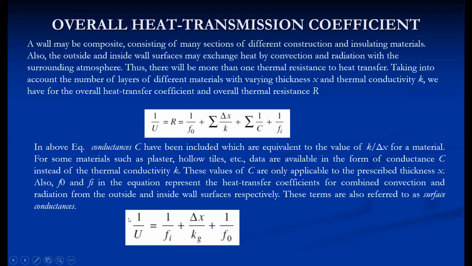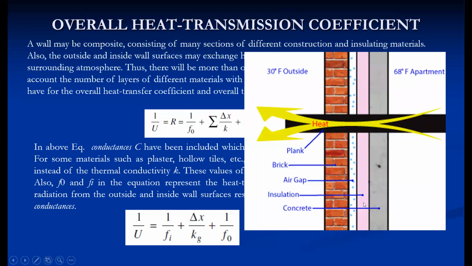The most simplified form of the equation generally used in solving problems is this. But at the micro level, especially while designing and calculating U at the commercial level, this component is also considered. This is a typical wall structure which consists of a brick structure. Sometimes an air gap is also present. Insulation is also provided, and the concrete material. And sometimes plaster is also used. So these are the various resistances to the heat flow.